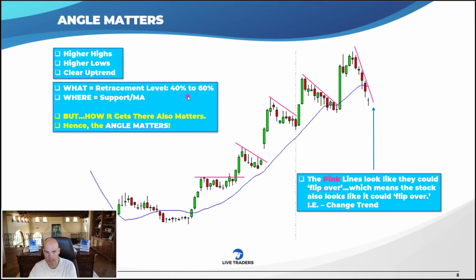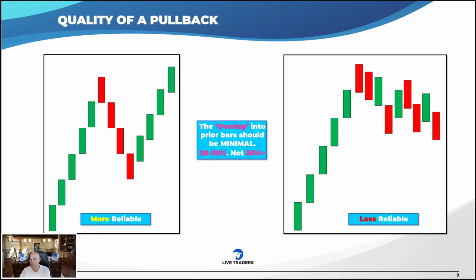Okay, you want a 40 to 60% retracement. You want it at or near support or the moving average. Okay, how it gets there matters, but the angle is very, very important. Again, one aspect. We'll revisit this, don't worry. So now, quality of pullback.